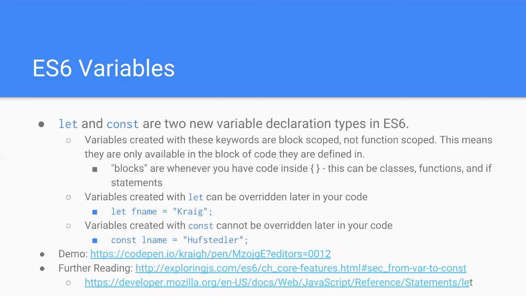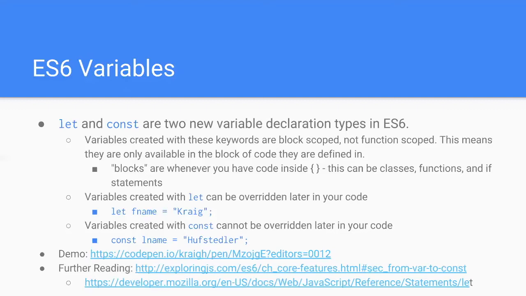So that's the difference between both of these and just regular var. Regular var, if you define it inside an if statement, is available to you after the if statement's over. Let and const are both scoped inside of those blocks. The difference between let and const: let can be overridden later in your code, very similar to var. So let is very similar to var, just block scoped. Const, however, cannot be overridden later. So it's short for constant.